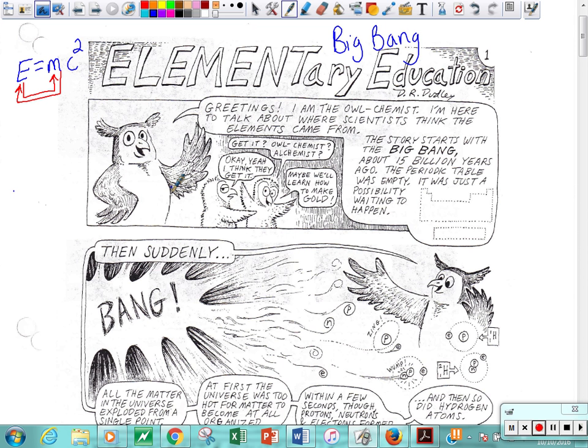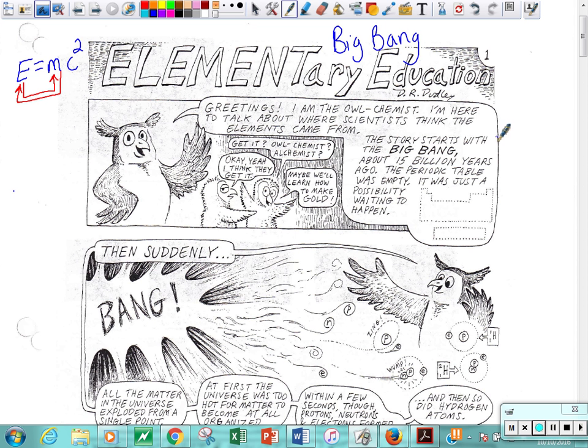Anyway, he says, "Get it, alchemist?" And then this owl, "Okay, yeah, I think they get it." And then this owl says, "Maybe we'll learn how to make gold." Okay. So let's finish up saying what the big owl said, though.